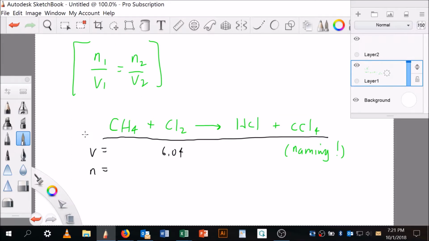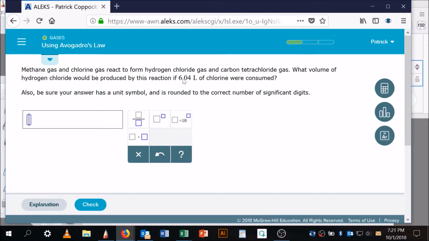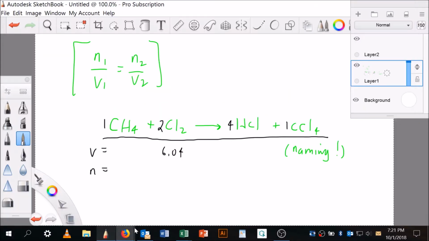Now we have to balance this reaction out. I see that if there's 1 here, there's going to be 1 here, and that's going to give us 4 here, right? And 2 here. Now I'm going to make sure I read this question correctly, because it's really maddening if you get down to the end and find out you didn't have it. It's 6.04 liters of chlorine gas. That's right, and they're asking about the HCl. Okay. So I'm looking for this right here, right?